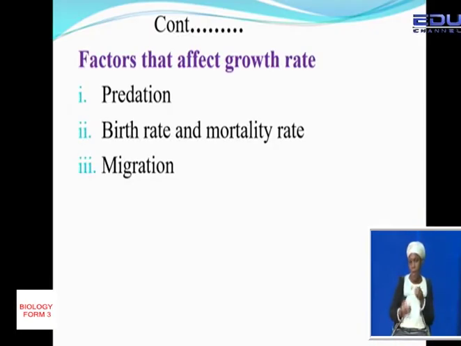So let us now look at factors that affect growth rate. The first one is predation. You find that the predators, if there are many, will feed on the prey and reduce them. The second factor that affects growth rate is the birth rate and the death rate, what we call the mortality rate. If there is more birth, the population increases. If there are more deaths, the population reduces.